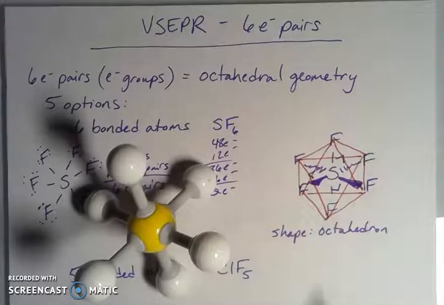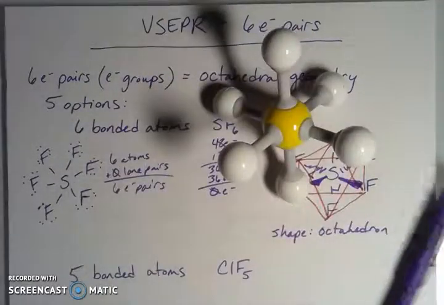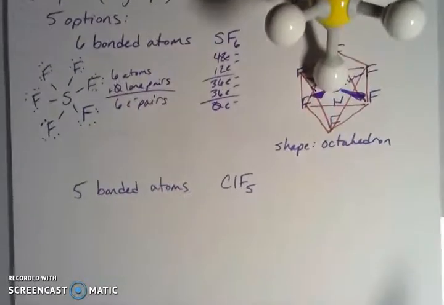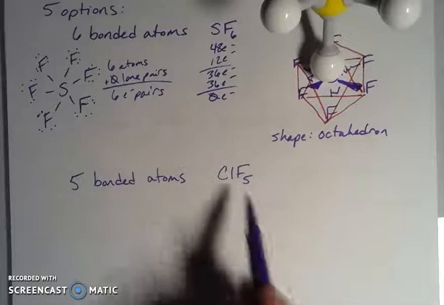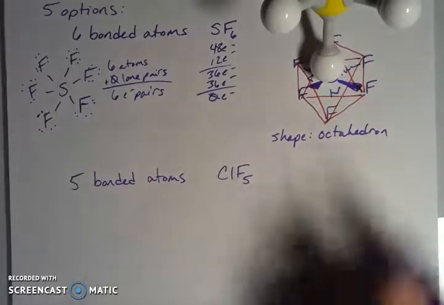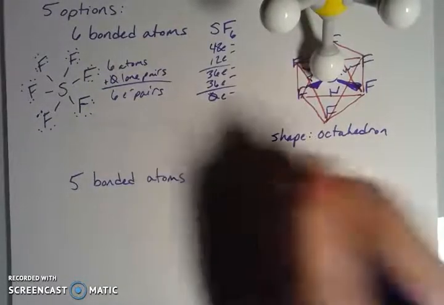Octahedral VSEPR geometry, it's an octahedron for its molecular geometry. Now let's see what happens when we have 5 atoms instead of all 6 that are bonded. So let's take a look at chlorine pentafluoride. If we have 7 from everything, then that gives us 42 electrons total.